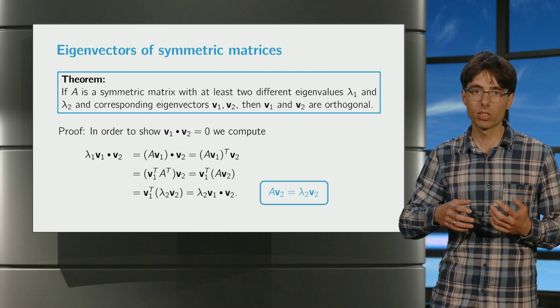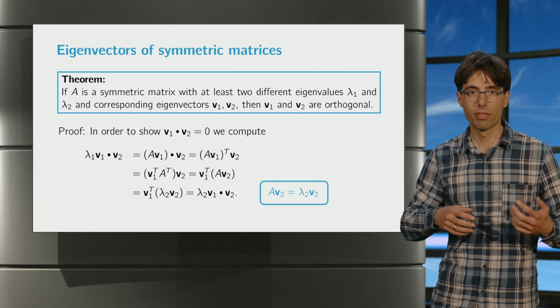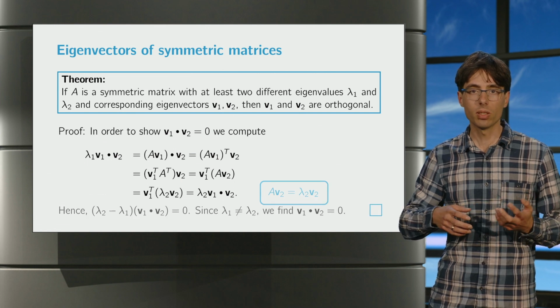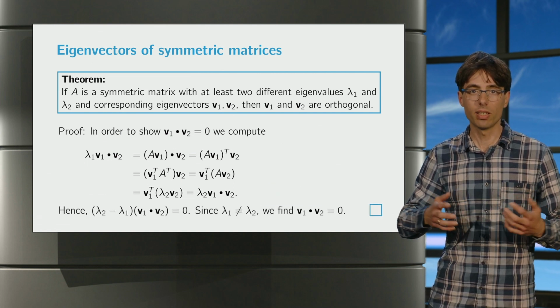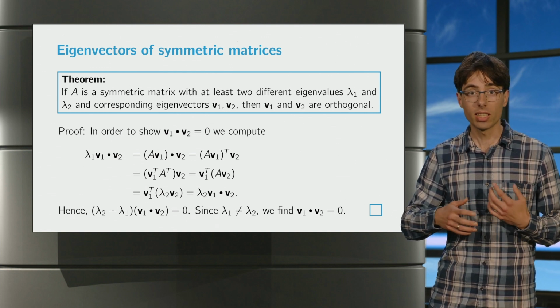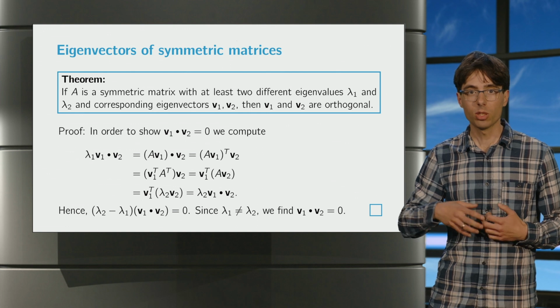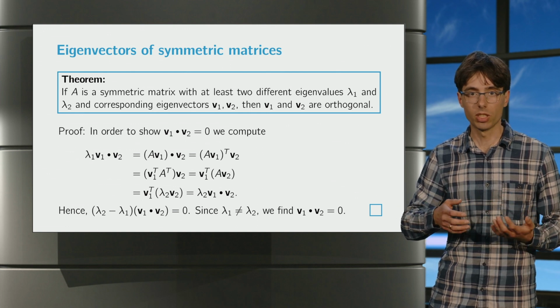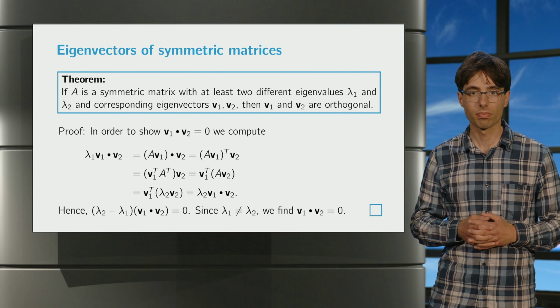We arrive at λ2 times the inner product of v1 and v2. Since these quantities are equal, their difference must be 0. On the other hand, as λ1 and λ2 are unequal, their difference can never be 0. This means that the inner product must be 0, which proves the theorem.